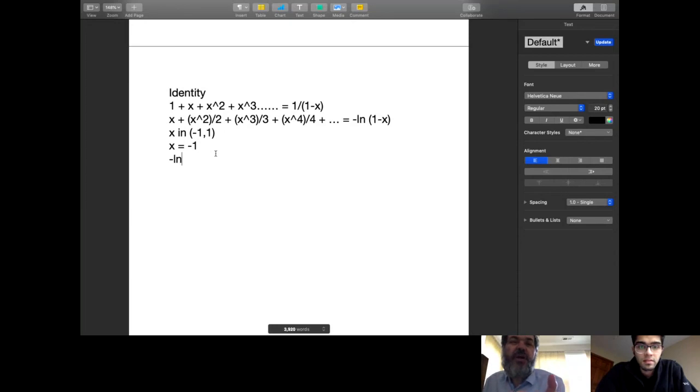Something interesting. Yes, this is minus natural log of 2. And this is also equal to, let's see, I take -1, so it's -1 plus, because I want to write it as a series, plus, because -1 squared is +1, 1 over 2, then -1 over 3, and so on, x being -1. So the signs alternate, and so on.